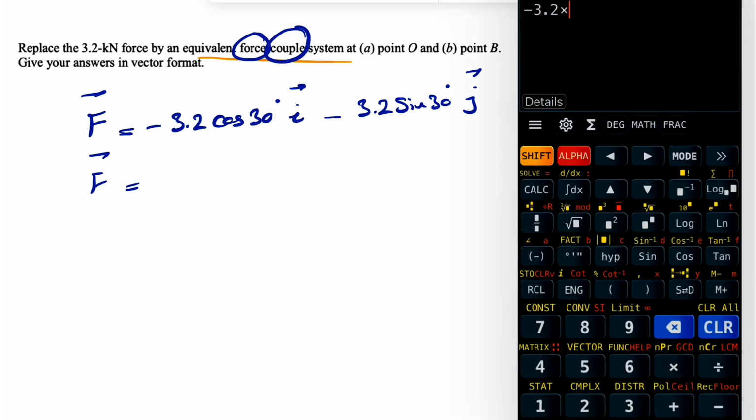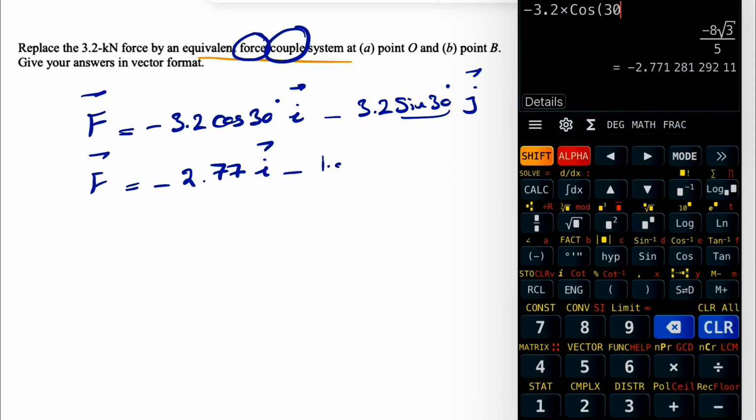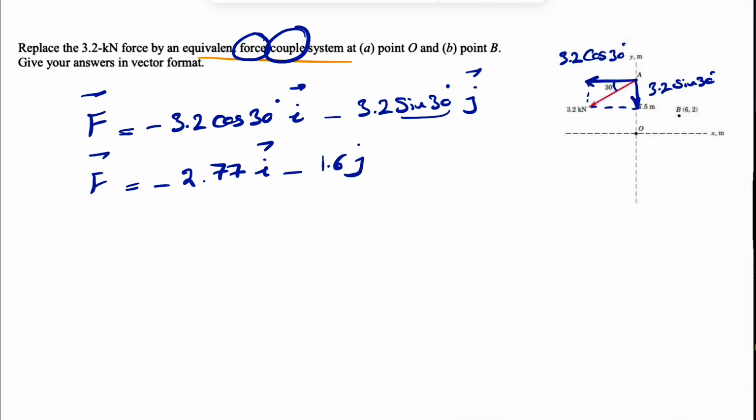So minus 3.2 times cosine of 30, that's going to be minus 2.77 i. We know sine of 30 is 0.5, so minus 1.6 j. And this is going to be in kilonewtons. So the force part is done.